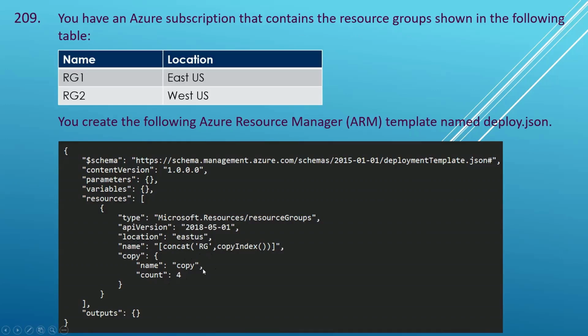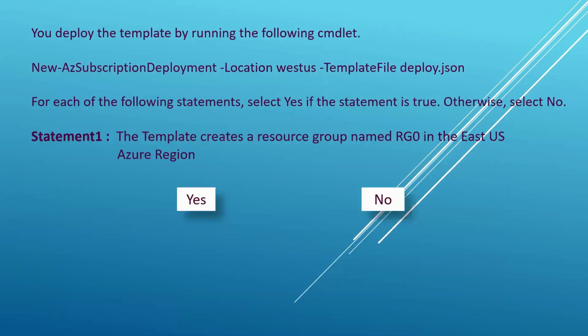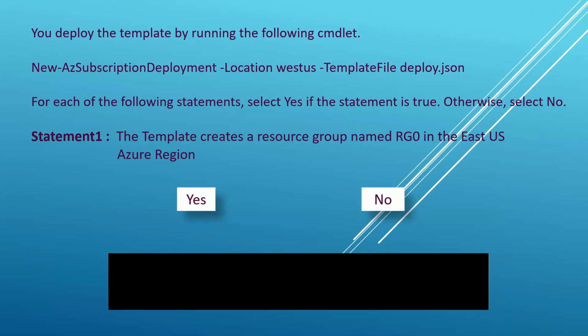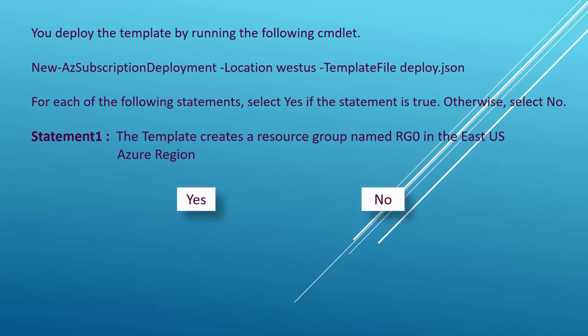Friends, I hope you now understand what this template is all about and what is going to be created when this template is executed. Let's look at the next part of the question. You deploy the template by running the following command: New-AzSubscriptionDeployment, with location set to West US and template file set to deploy.json. This command is doing a deployment at subscription level.